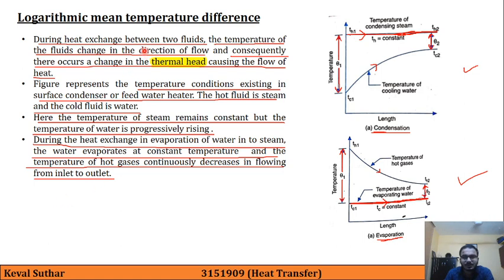In our previous lecture, we began with logarithmic mean temperature difference, in which we first took examples of condensation and boiling, condensation and evaporation, where the temperature of one fluid remains constant during the entire heat exchange process. One thing we can note here is that the temperature difference between the two fluids is maximum at the beginning of the heat exchange process, and it keeps on decreasing. This is the case of a parallel flow heat exchanger.